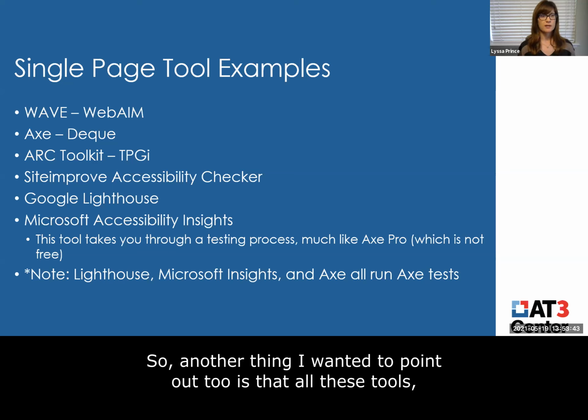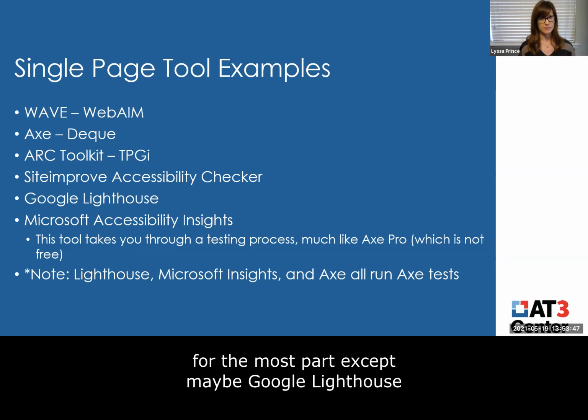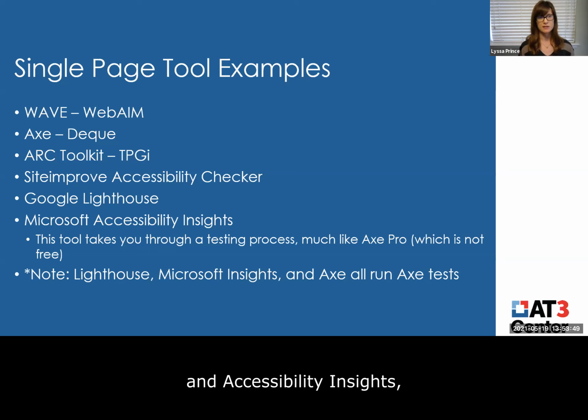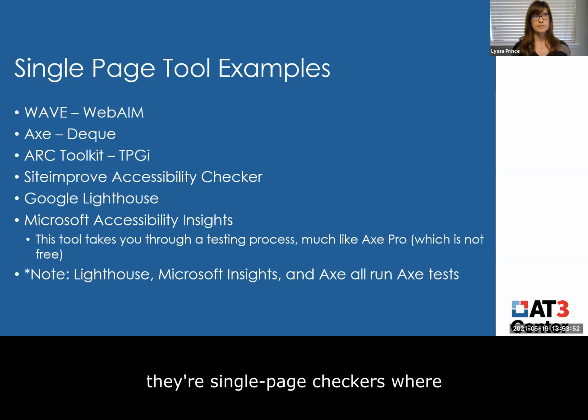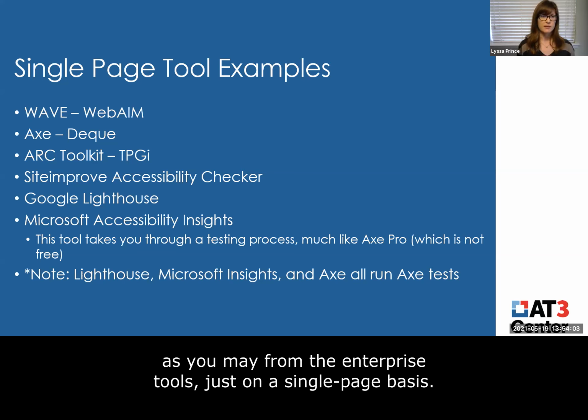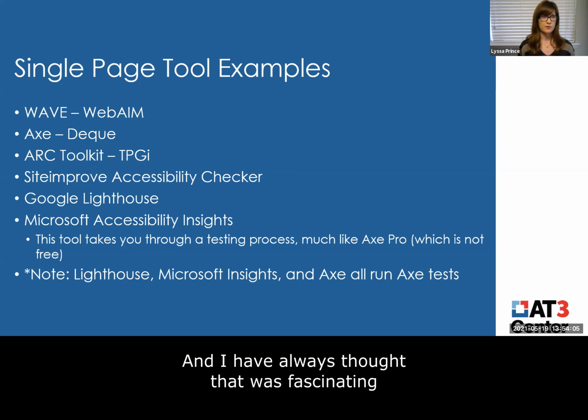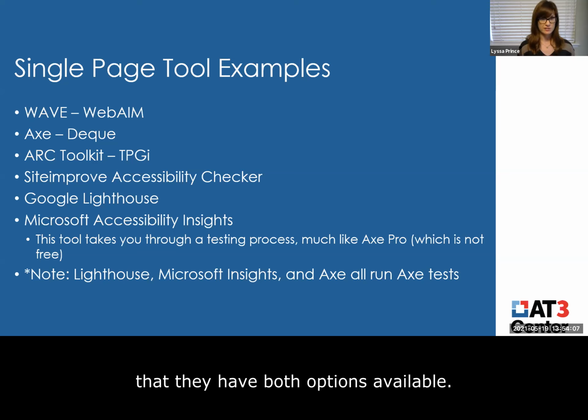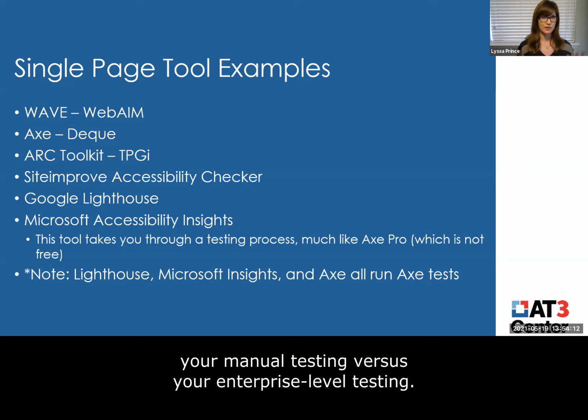Another thing I wanted to point out is that all of these tools, for the most part, except maybe Google Lighthouse and Accessibility Insights, are single page checkers where the company also has an enterprise tool. So again, you're getting the same results from these tools as you may from the enterprise tools, just on a single page basis. I've always thought it was fascinating that they had both options available. So you can stay in the same ecosystem if you're doing your manual testing versus your enterprise level testing.